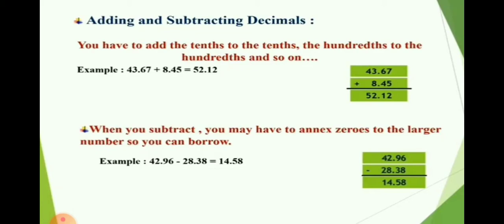Okay, here we are going to subtract 28.38 from 42.96. Again, first we will write the numbers according to the place value, decimal below decimal, and digits according to the place value below similar digits. So 6 you can see is smaller than 8, so we will borrow 1 from 9 and it becomes 16. 16 minus 8 gives 8. Then here 8 minus 3 gives us 5.